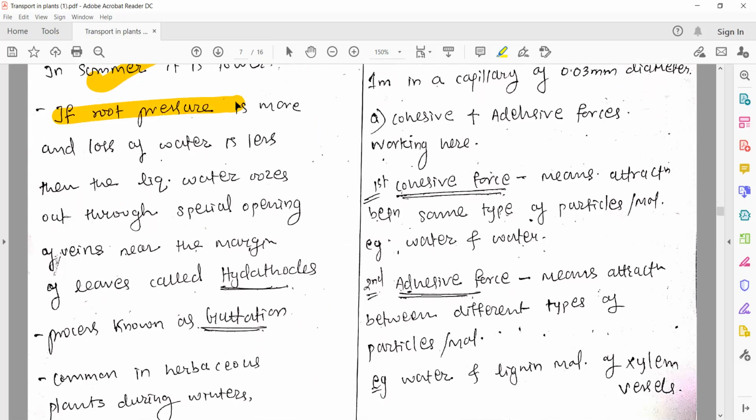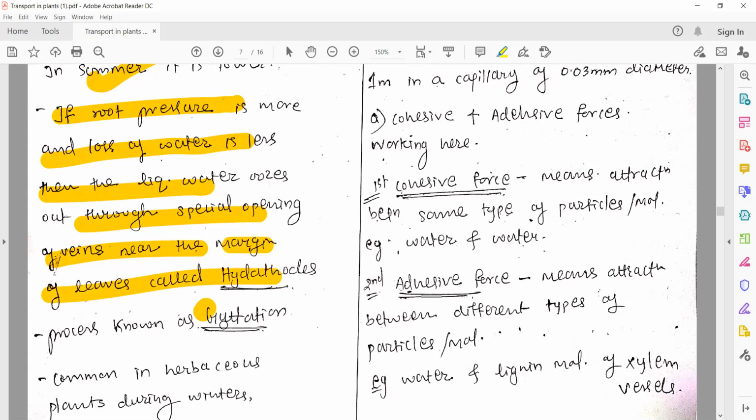If the root pressure is more and the loss of water is less, then the liquid water oozes out through the special openings of the veins near the margin of the leaves called hydathodes, and the process is called guttation. Suppose I draw a leaf over here. At the margin of the leaves there are small tiny openings, and those tiny openings take out the excess of the water in the form of water droplets.